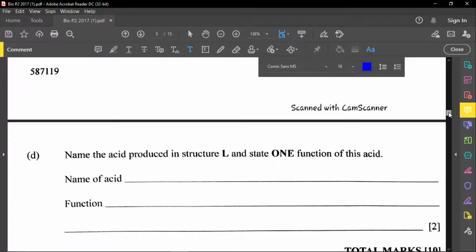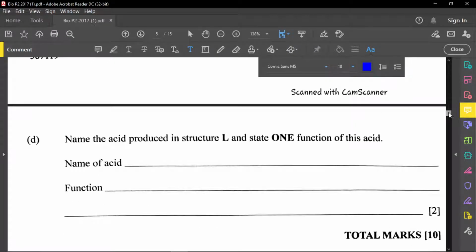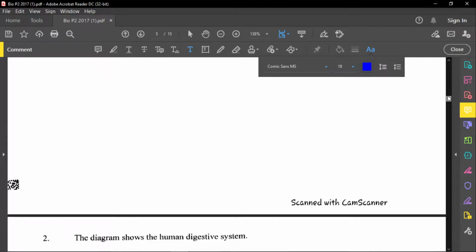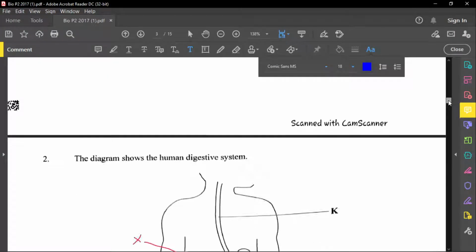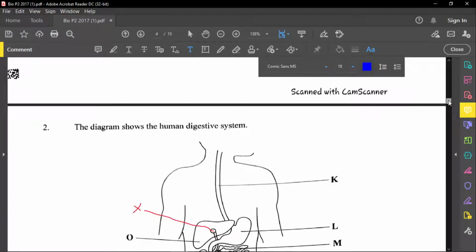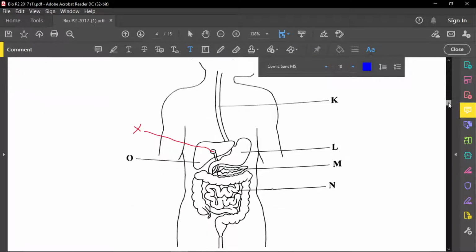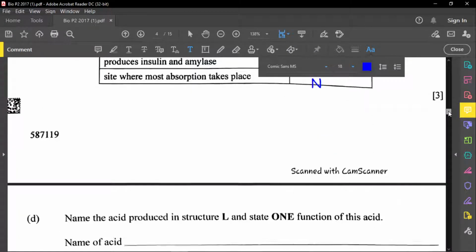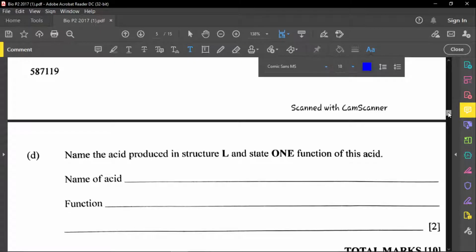The question says name the acid produced in L and state one function of this acid. So L is the stomach. Go back to the diagram. L is the stomach, and as a matter of fact, once they mention producing acid, then you know it's the stomach. And so the acid that is produced there is called hydrochloric acid.